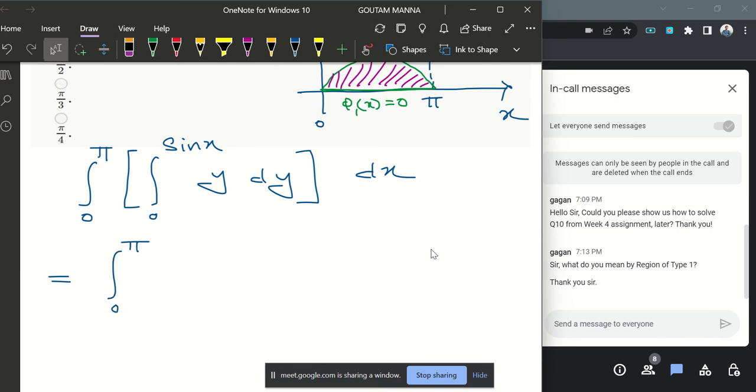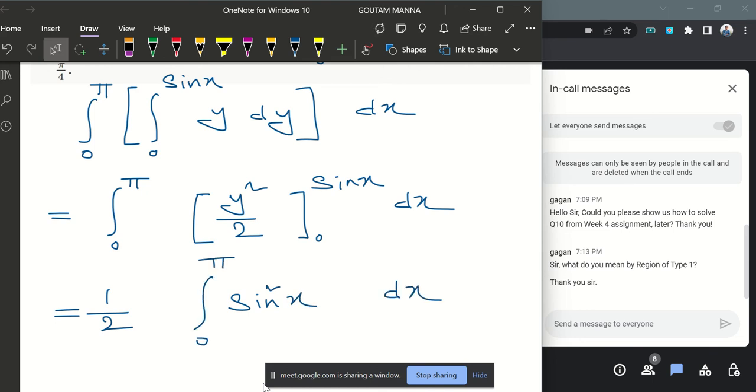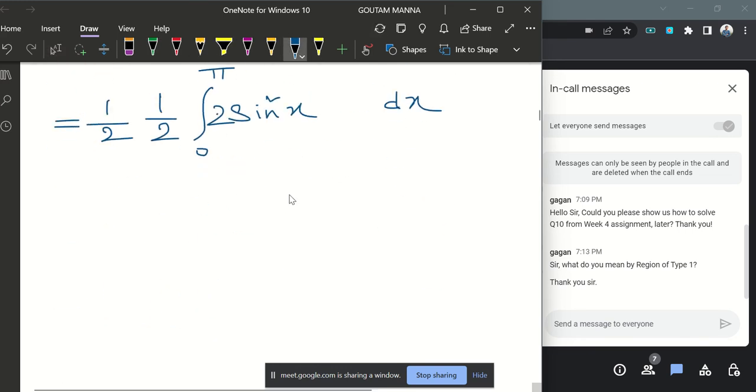So to pi, the integral of y square by 2 from 0 to sin x dx. So it will be half, sin square x dx from 0 to pi. Now let's divide it by half and multiply by 2. Then it will be 1 by 4 and 2 sin square x.